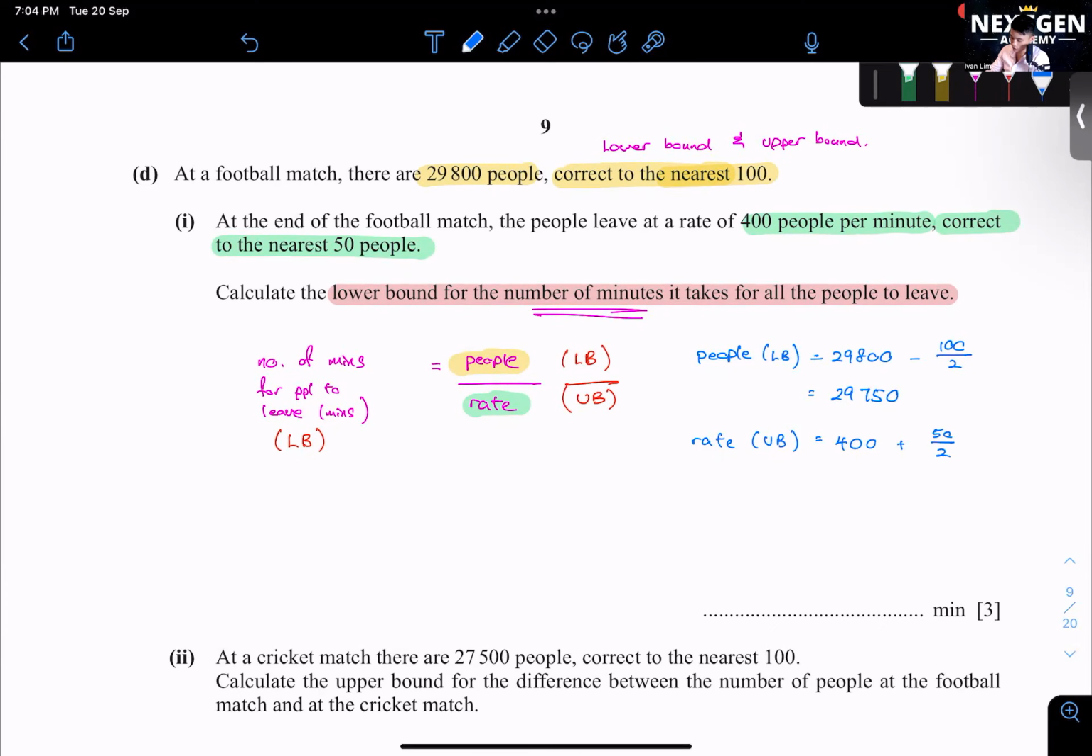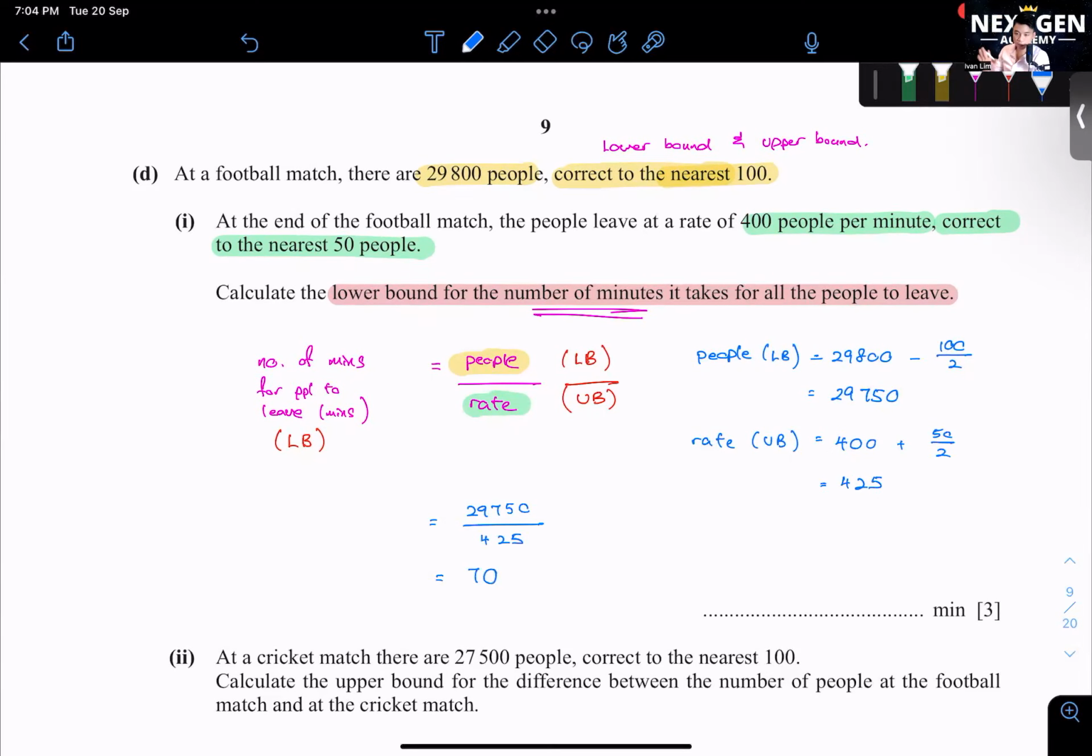Whatever you need, they give you, so it's not always 100. This one they say to the nearest 50 people, so I plus 50 over 2. This one I get 425. Therefore the calculation will be 29750 divided by 425, which equals 70.